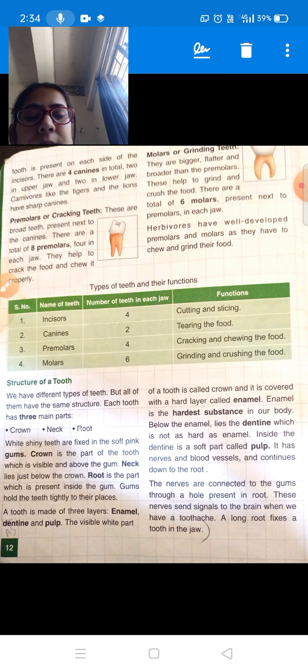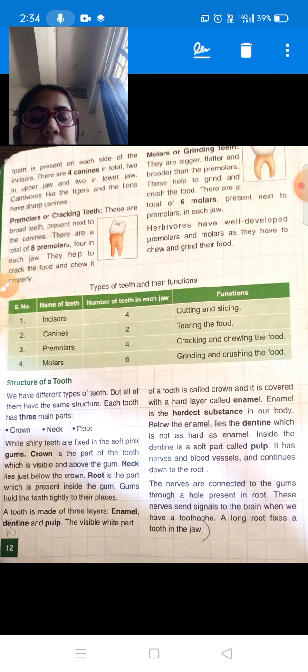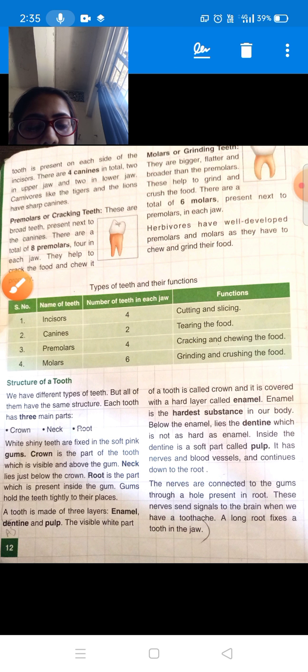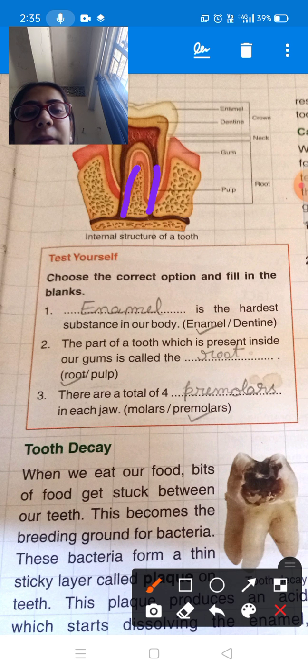Nerves and blood vessels continue down to the root. So from the pulp, the nerves and blood vessels go into the root and gums. The nerves are connected to the gums through a hole present in the root. It means in a root there is a pore, a hole, through which the nerves go into the gums. You can see, students, in this image, the nerves and blood vessels which go into the gums through the hole present in the root.